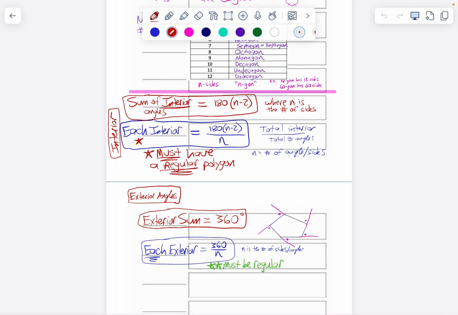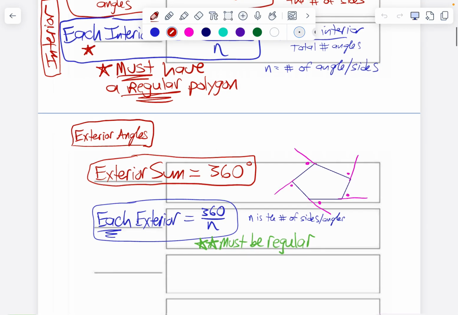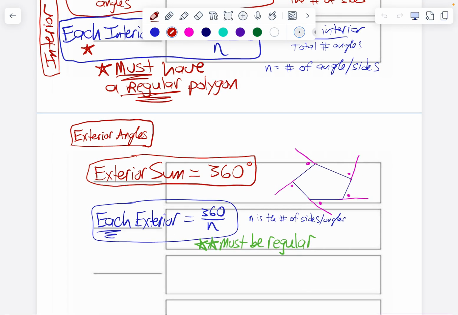Interior angle sums. Remember we split it up into triangles, and we could always draw 2 less than the number of sides in triangles. So if we had like 10 sides, 10 minus 2 would be 8 triangles times 180. And then if we wanted each interior angle, if it was regular, we had to divide and split it equally among all 10 angles in that case. And then exterior angle sums always added up to 360, no matter what polygon we were talking about. And if it was regular, we could split it up evenly, just dividing by how many sides there are.